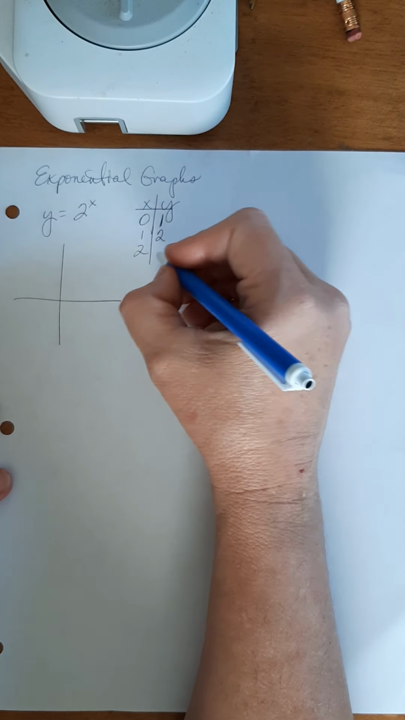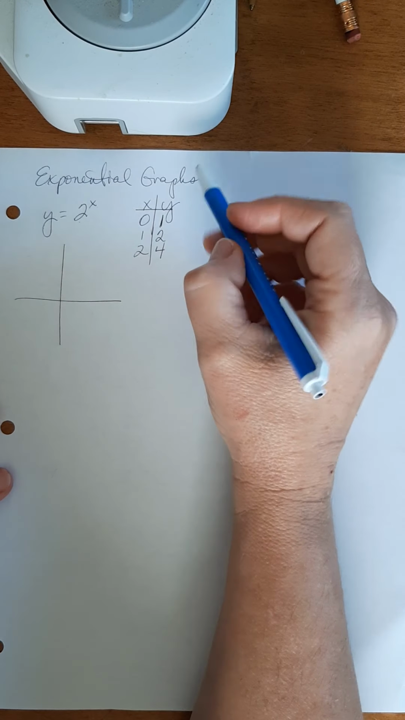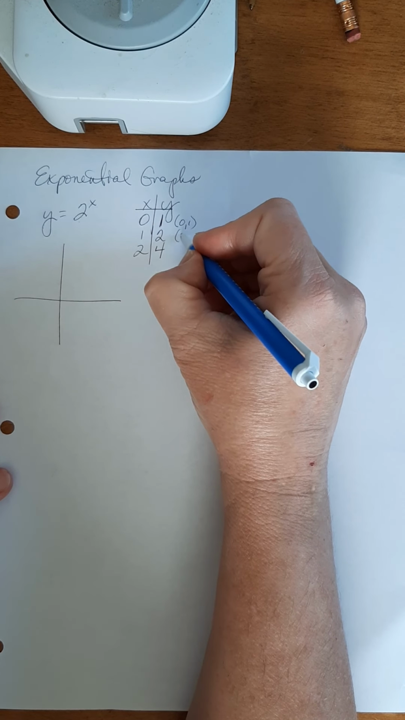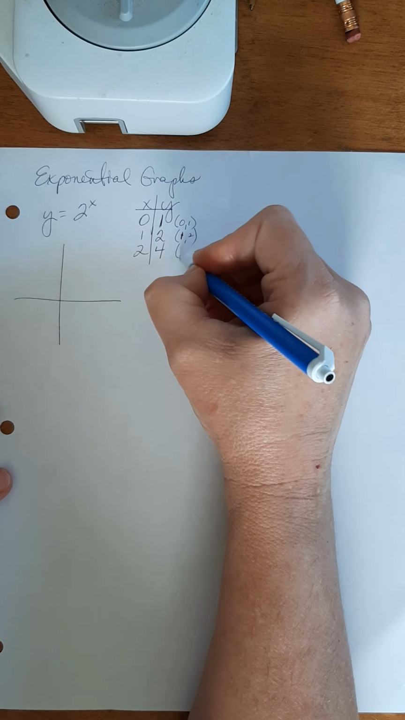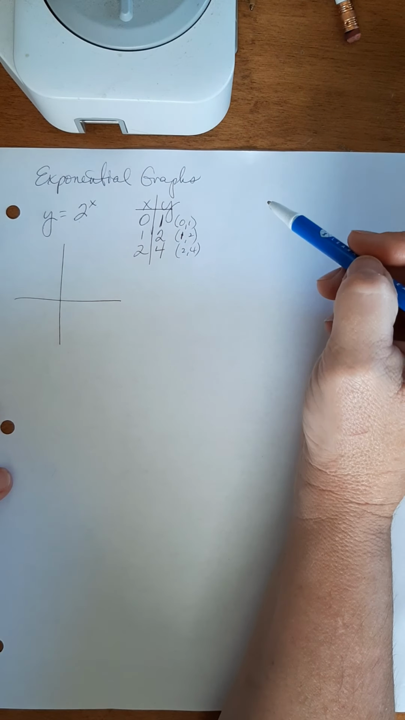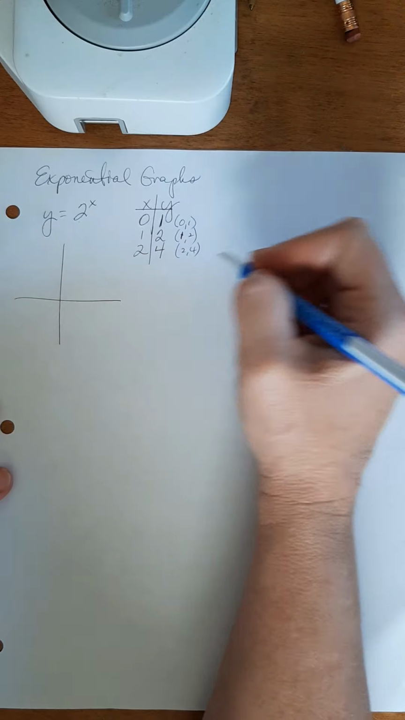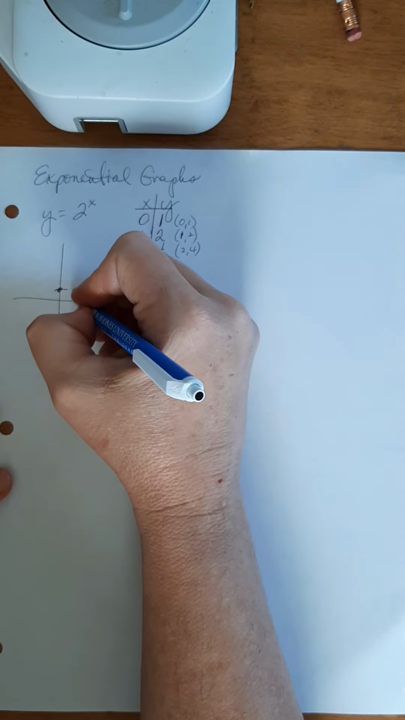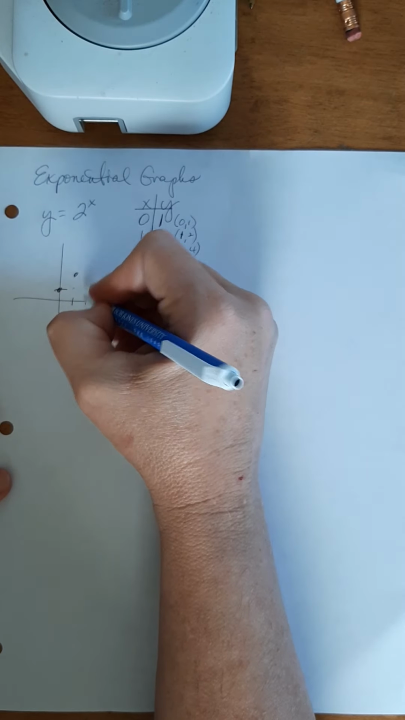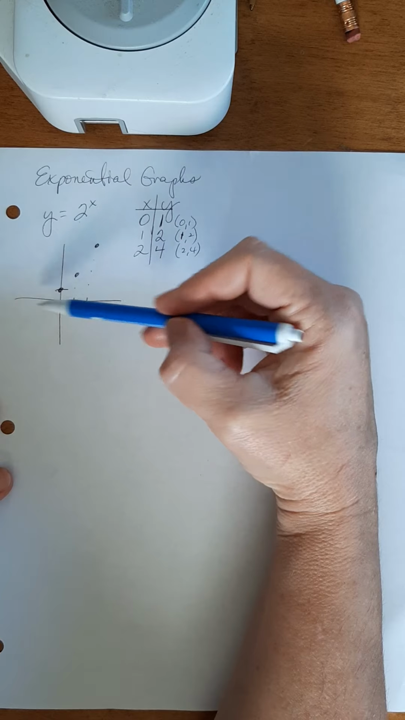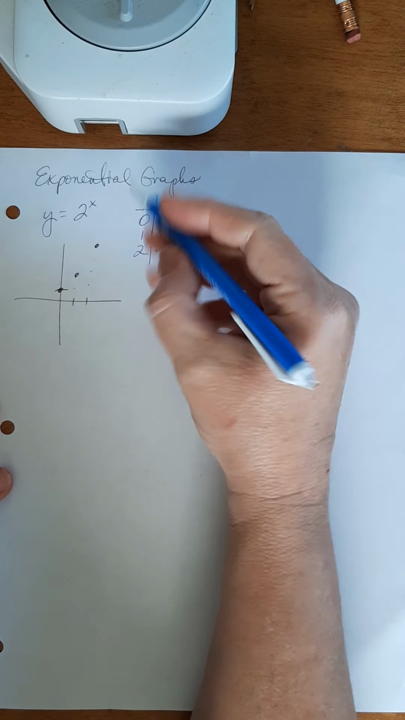2 squared, 4. Now remember, these are just points, ordered pairs, or coordinates, however you want to call them. It's just there in a chart to make it easier and give you a pattern. So anyway, 0, 1, 1, 2, 2, 4.